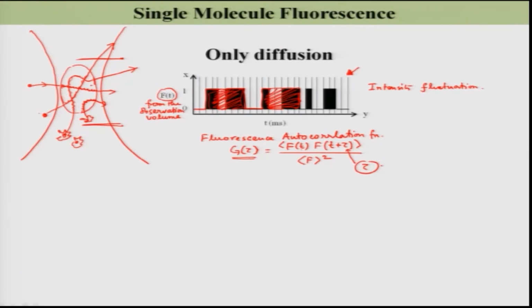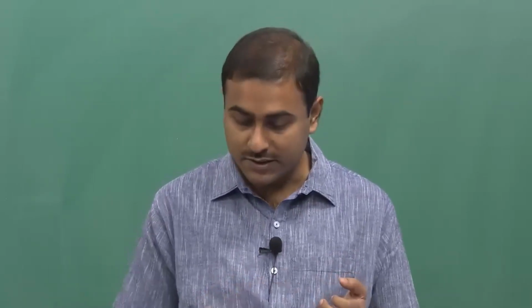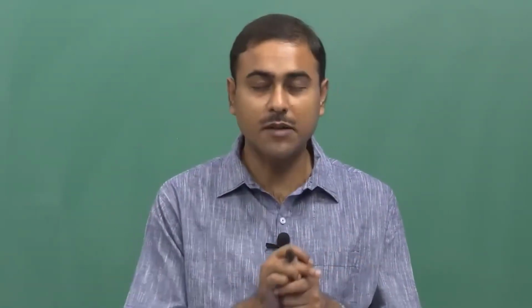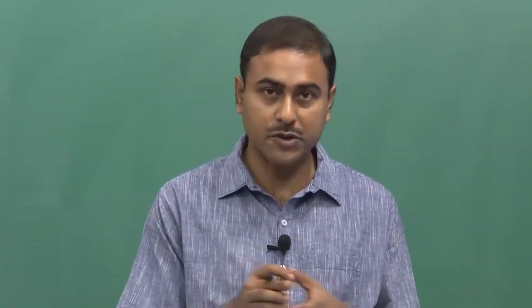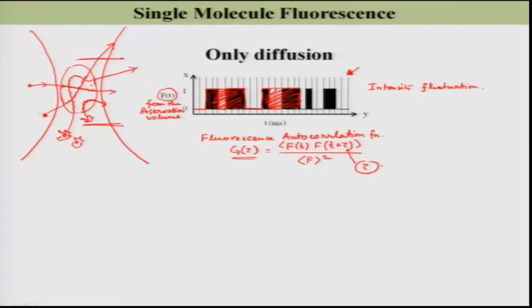And in this case, the decay of this g tau should be related to how quickly the molecule is passing through this observation volume. In other words, it should be related to the size of this fluorophore. If the size of the fluorophore is big, then it will take some time to pass through this observation volume, and that can be correlated easily. If the viscosity of the medium is high, then the molecule will pass through this observation volume over a longer time period, and it will be seen in such a g tau.